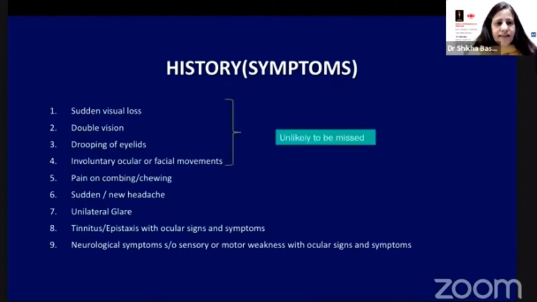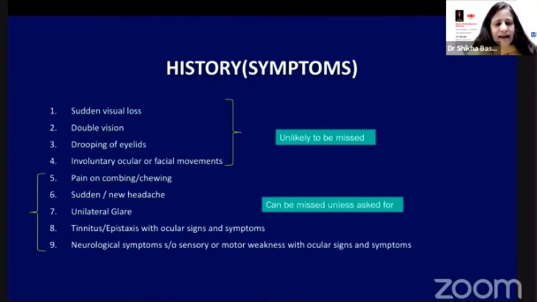Now, out of these, it's very unlikely that somebody will miss the diagnosis when the patient is presenting with sudden vision loss, double vision, drooping of eyelids, involuntary ocular facial movements. Usually, everybody is able to diagnose. But with the last 5, you can easily miss the diagnosis. So a detailed history taking and evaluation as well as investigation for the last 5 are important.